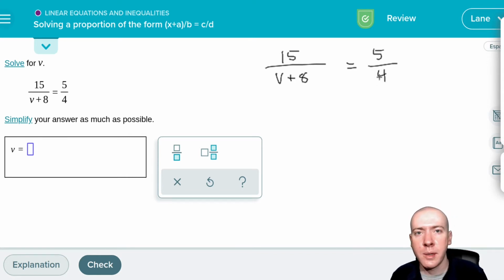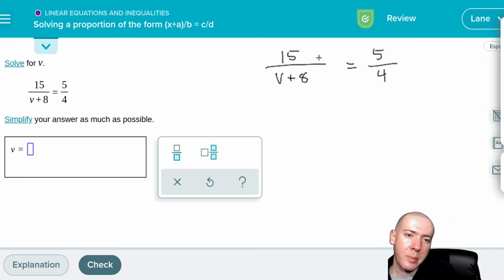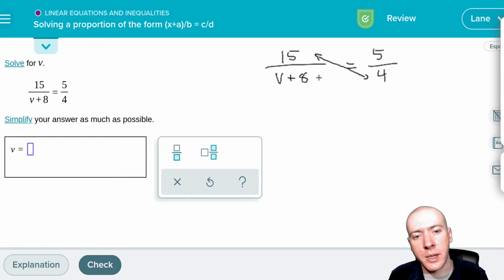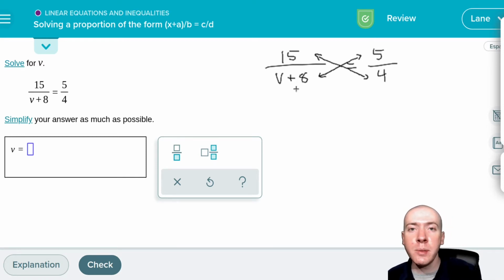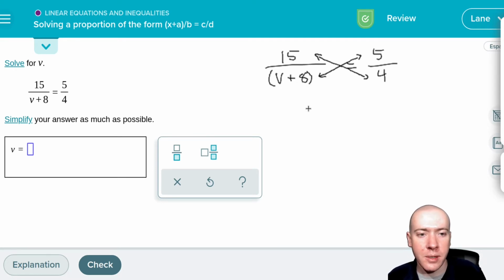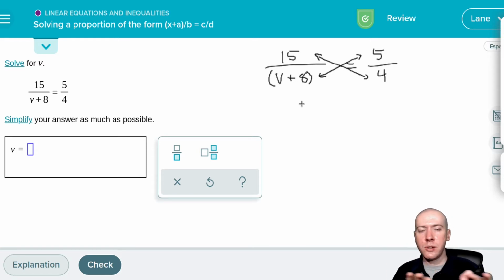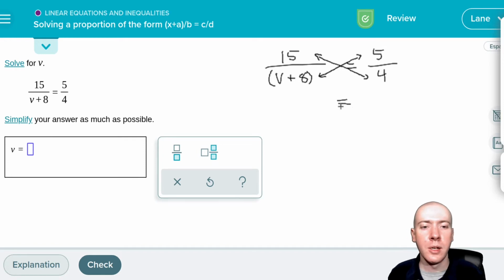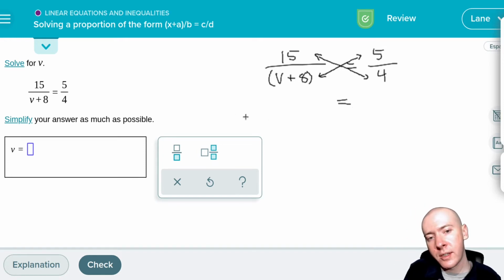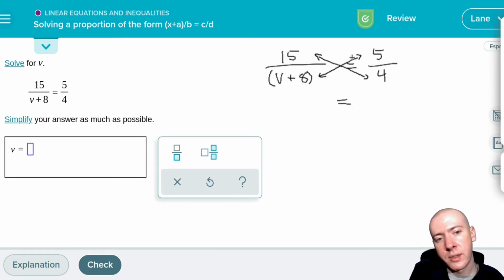Okay, our first step is going to be to cross multiply. So we're going to multiply 15 by 4, and we're going to multiply v plus 8 by 5. This v plus 8, you should put in parentheses, okay? And the results of the two cross multiplications are going to go on two sides of the equal sign, all right?